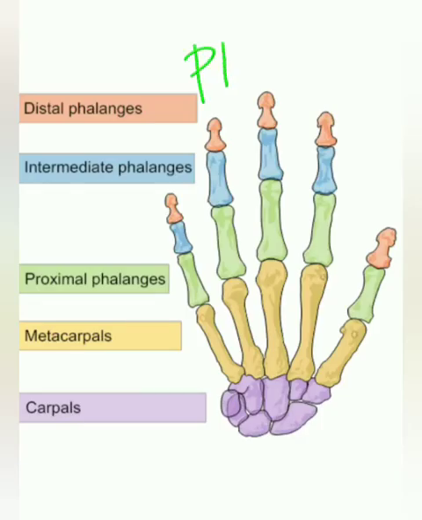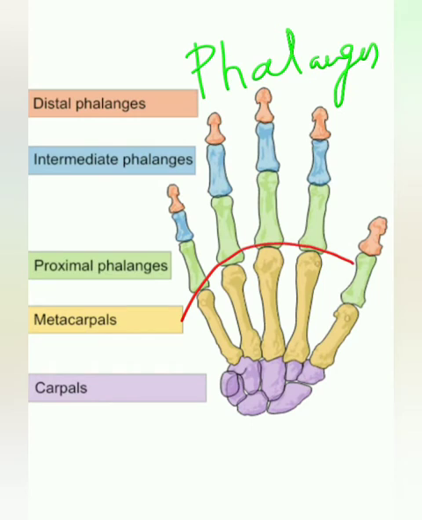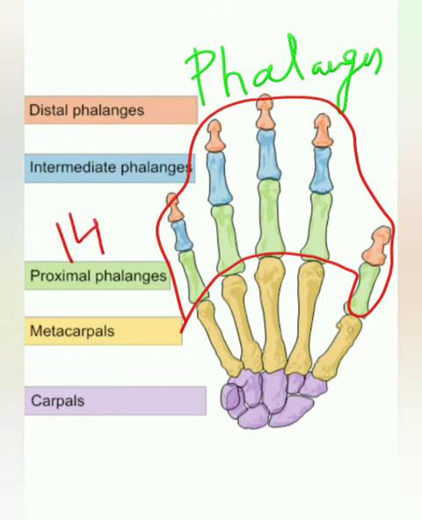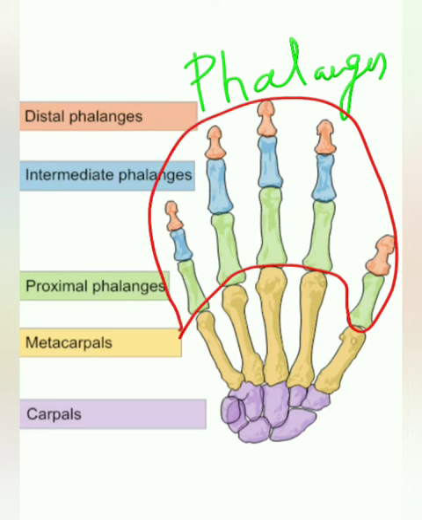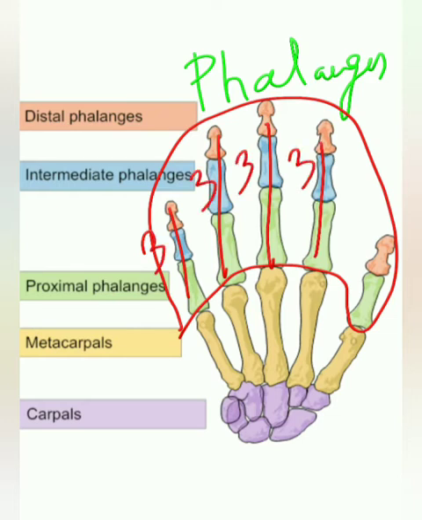The next part is phalanges. So this part is called phalanges. So here total 14 bones are present and each bone has a shaft and 2 extremities. Now let's see how it is making 14. See, in each finger there are 3 bones and in the thumb there are 2. So 3 plus 3 plus 3 plus 3 plus 2 makes 14.